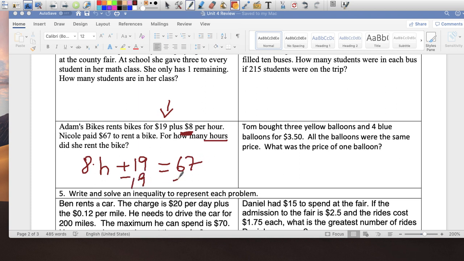Minus 19, and I'm gonna write it over here. 8h equals 7 minus 9 is 8. And what is this? 5. 5 minus 1 is 4, 48. Divide both sides by 8, and h equals 6. So the number of hours that she rented the bike for was 6 hours.